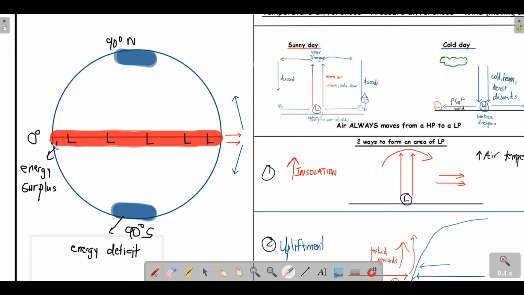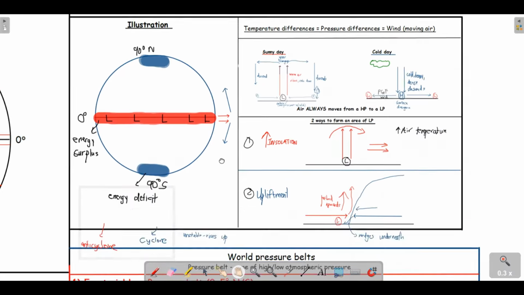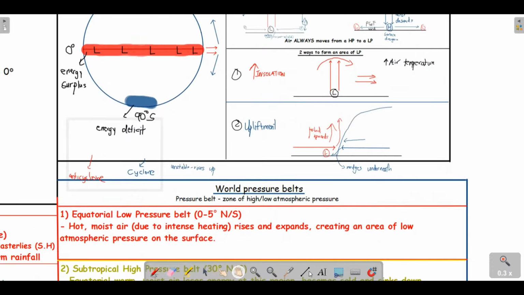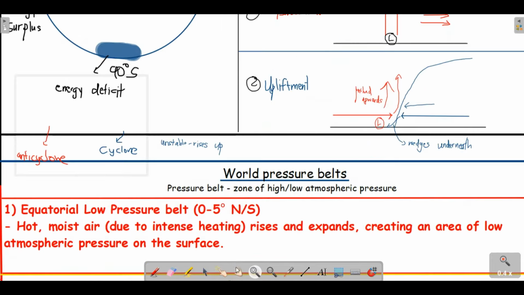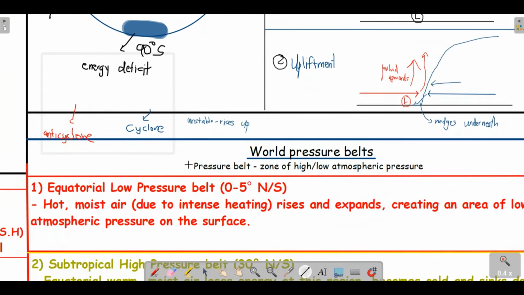So we're saying that at 0 to 5 degrees, we see an area, this region. This is an area of low pressure. This is a zone of low pressure. So that means that it is a belt. It is a pressure belt. Okay. And we call that zone of low pressure the equatorial low pressure belt.